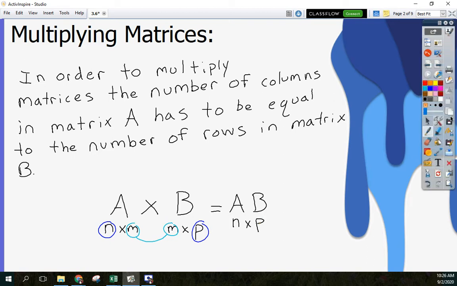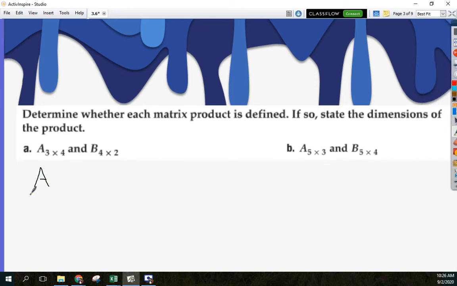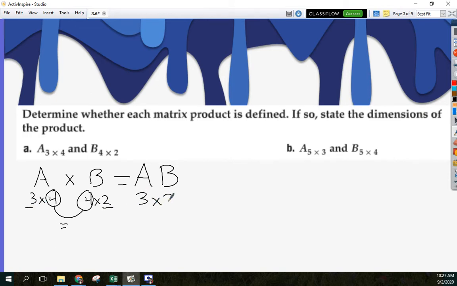So let's look at some examples and decide if we can do them or not. Notice it says determine whether each matrix product, which remember is another word for multiplication, is defined. If so, state the dimensions of each product. On our first one, we have A, which is 3 by 4, and we want to multiply that by B, which is a 4 by 2. Notice that our inner dimensions are both 4. Those are equal, so we can perform this multiplication, and we would end up with the stuff that's left over, a 3 by 2.